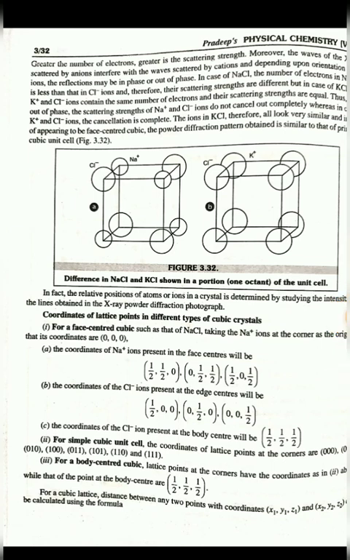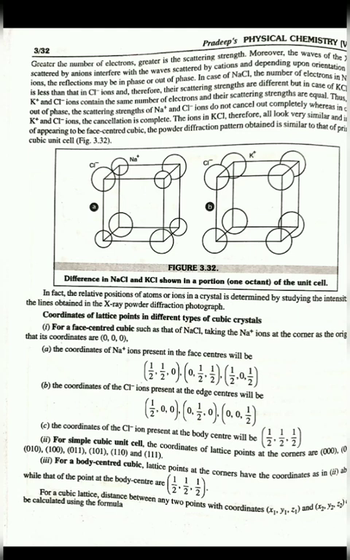Moreover, the waves of the X-ray scattered by anions interfere with the waves scattered by the cations, and depending upon the orientation of the ions, the reflections may be in phase or out of phase. In case of NaCl, the number of electrons in Na positive ion is less than that of Cl negative ion, and therefore their scattering strengths are different.